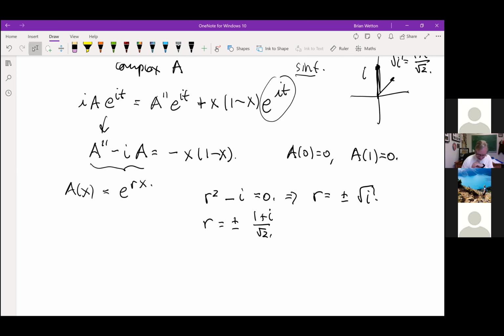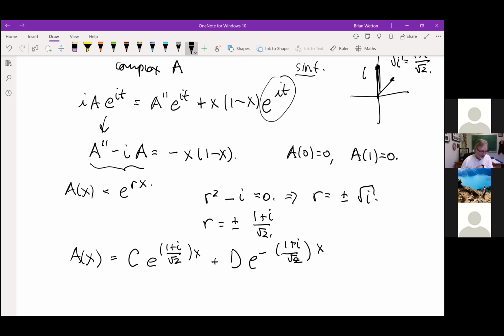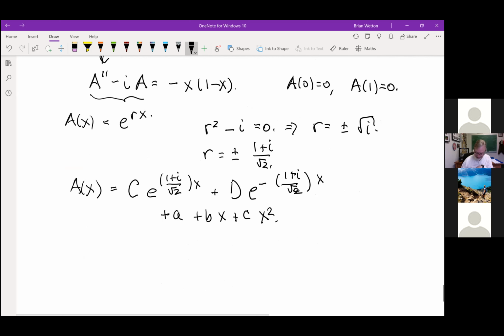Okay, so now I can go A of x. Now I'm just going to use the method of undetermined coefficients, right? I know that I've got c e to the 1 plus i over the square root of 2 times x plus d e to the minus 1 plus i over the square root of 2 times x plus a plus bx plus cx squared. This is the method of undetermined coefficients. Right, so this is homogeneous. This is particular.